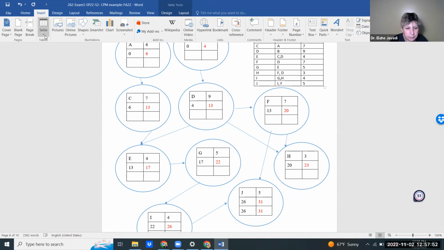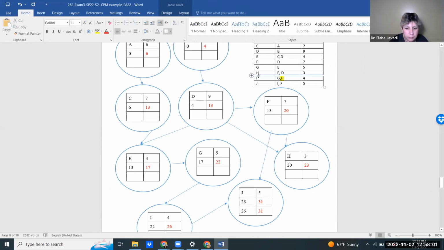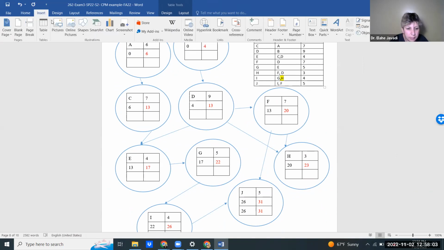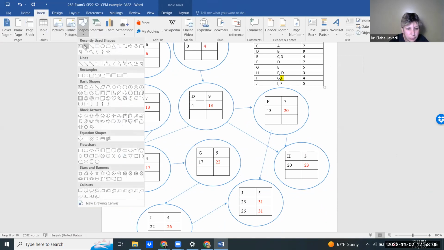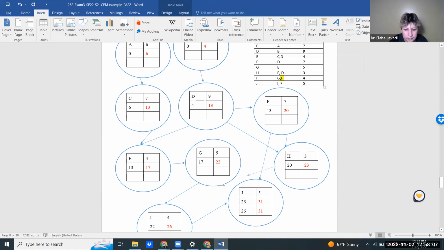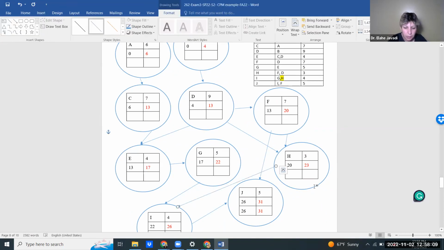I think there is a break in our network. This is the change I made. Okay, so this is make I, then the network is complete and it doesn't change up to this point. So I depends on H.